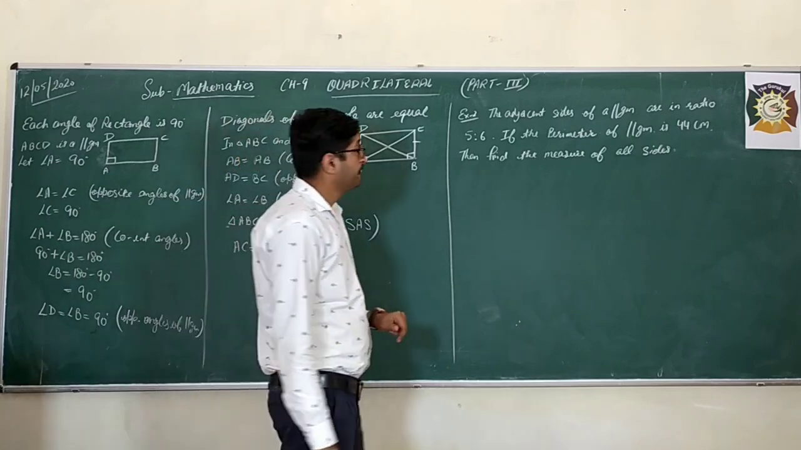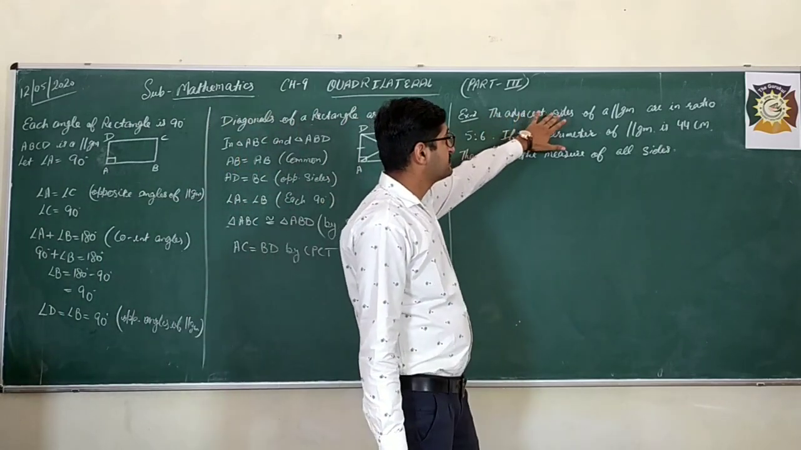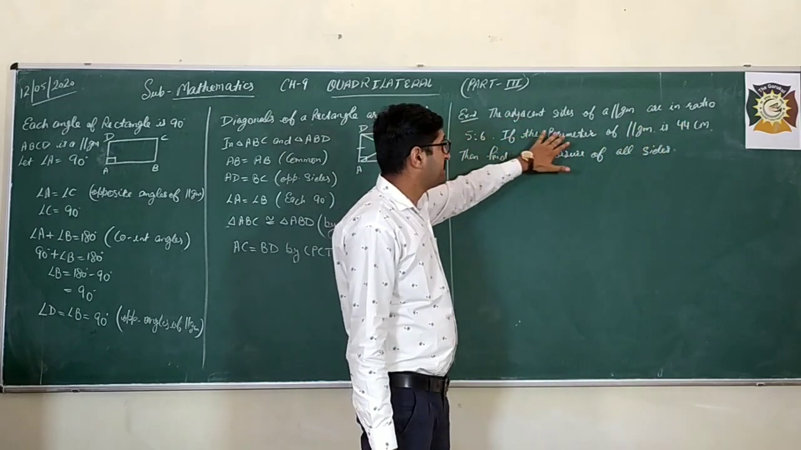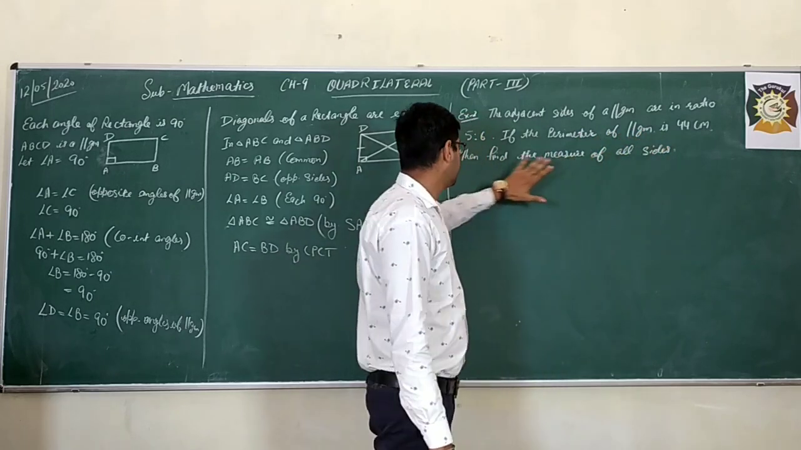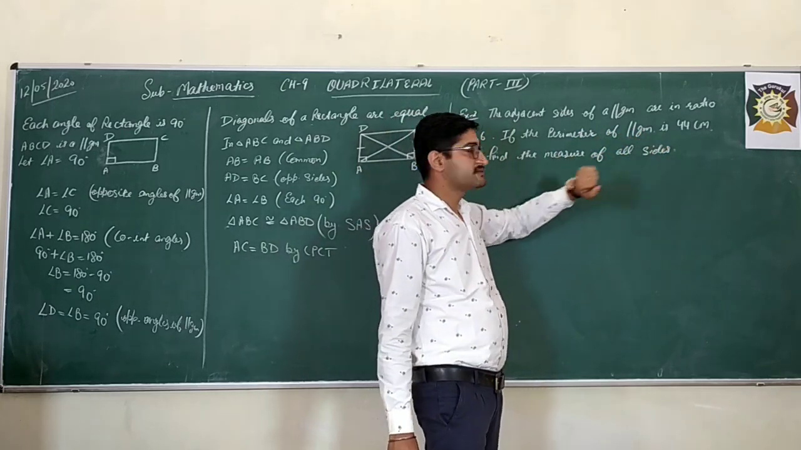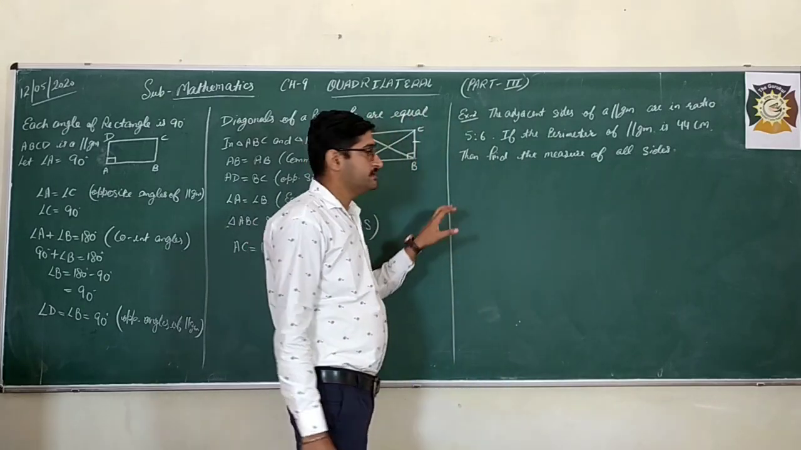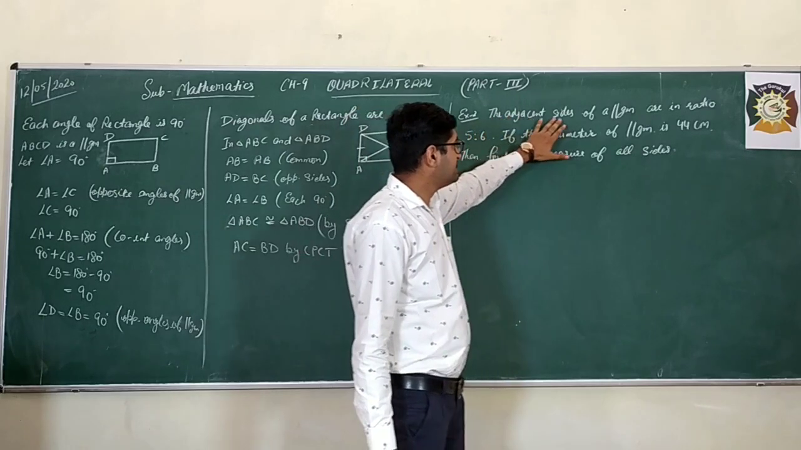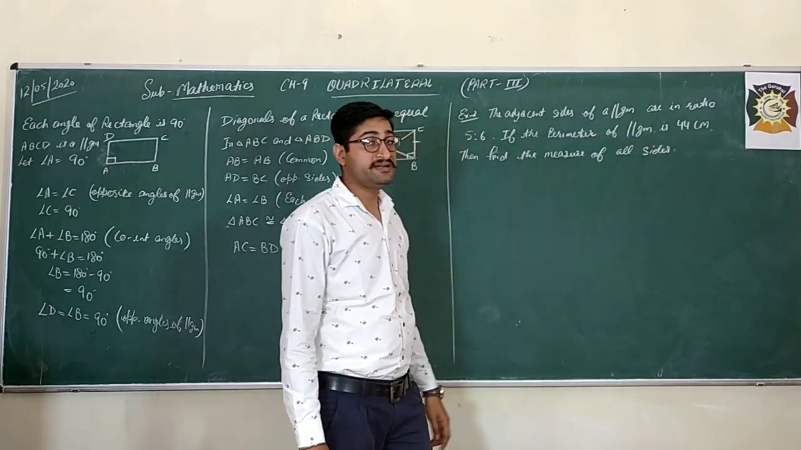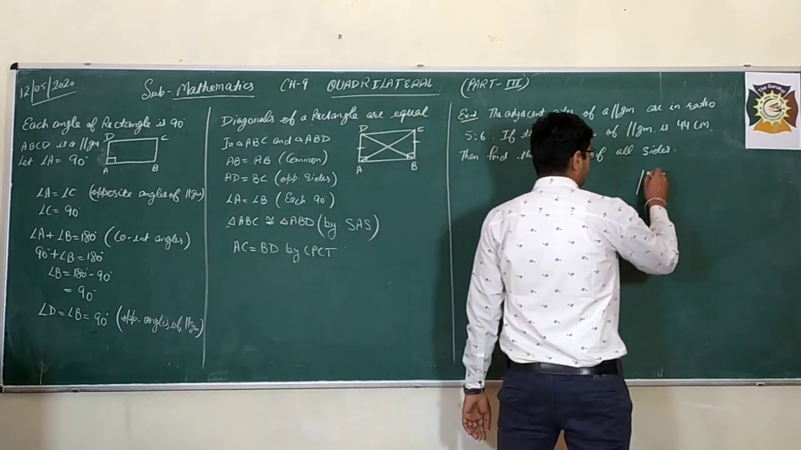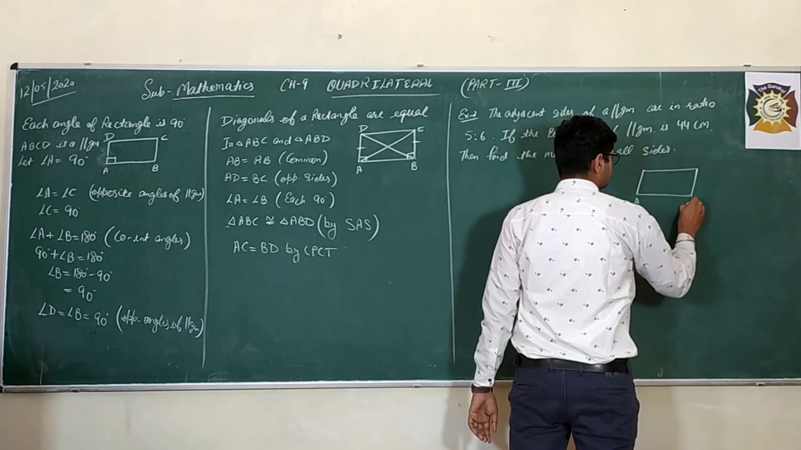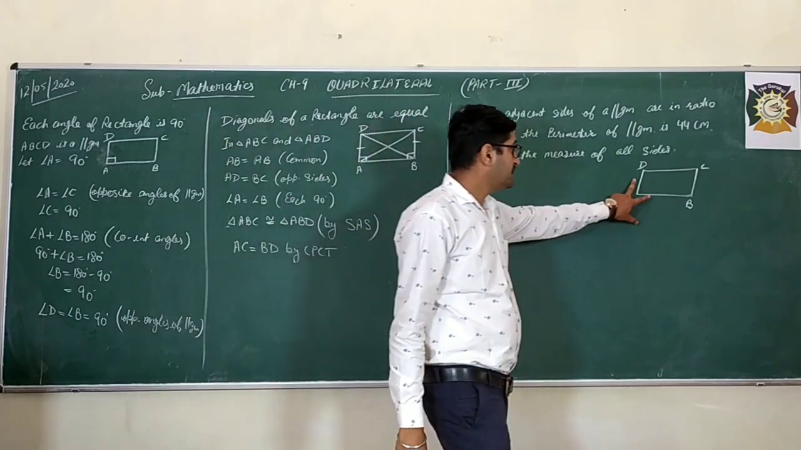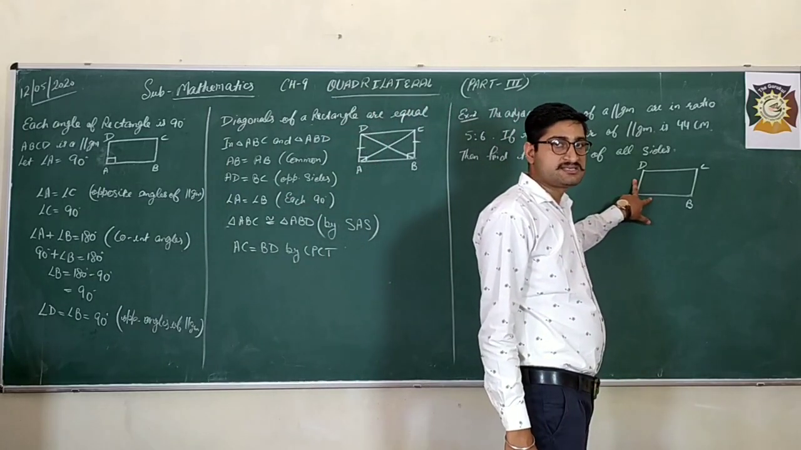Now take one example. The adjacent sides of a parallelogram are in the ratio 5:6. If the perimeter of the parallelogram is 44 cm, then find the measure of all sides. Now, first of all, when ratio is given, then we suppose the values. The adjacent sides of a parallelogram are in the ratio. Now, what are adjacent sides? If this is the parallelogram ABCD, then what are the adjacent sides? These two are the adjacent sides.